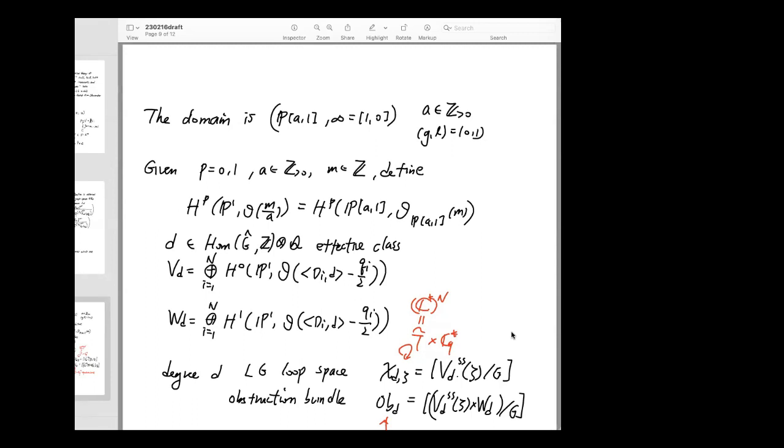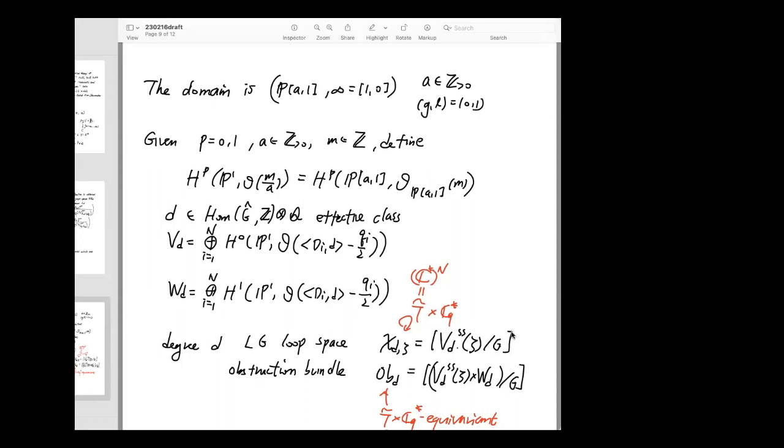Now suppose that we have an effective class. This is a rational cocharacter of G, and it can be paired with the G character D_i. Recall that D_i is the character for the G action on the i-th coordinate, and there's a shifting coming from the C star omega action. Yeah, so that's very easy.